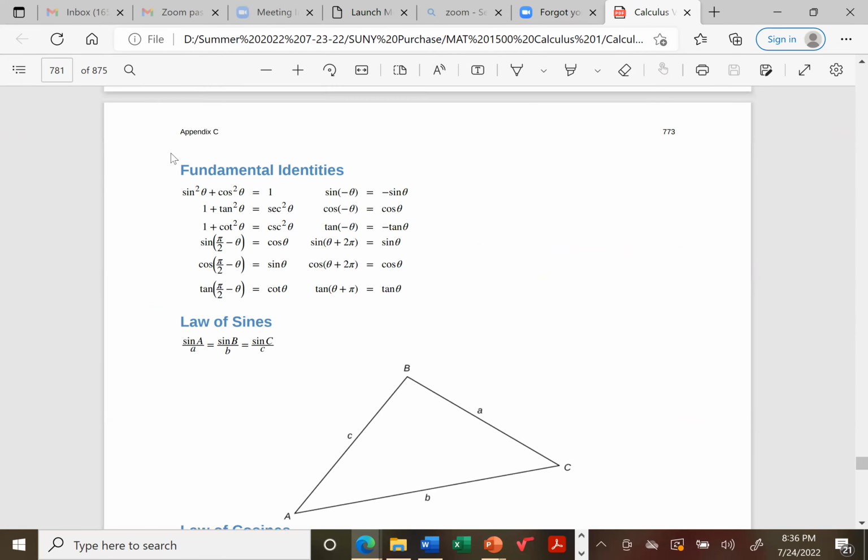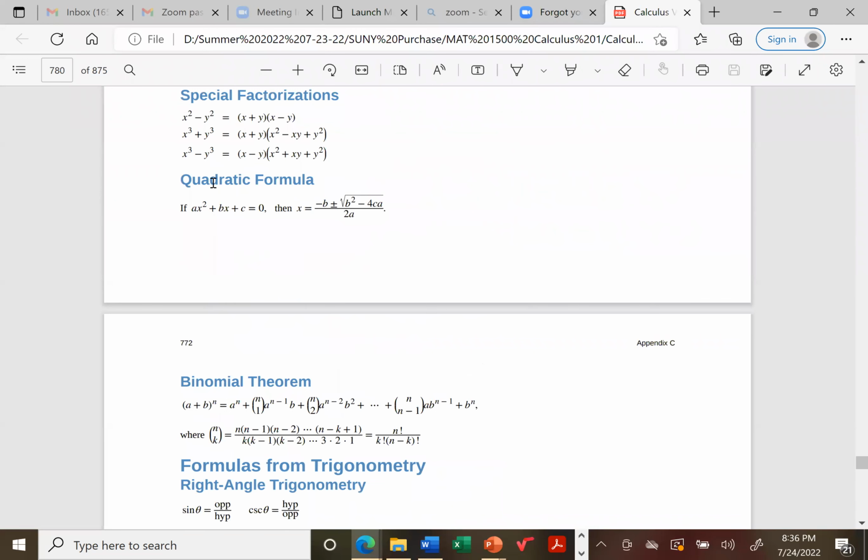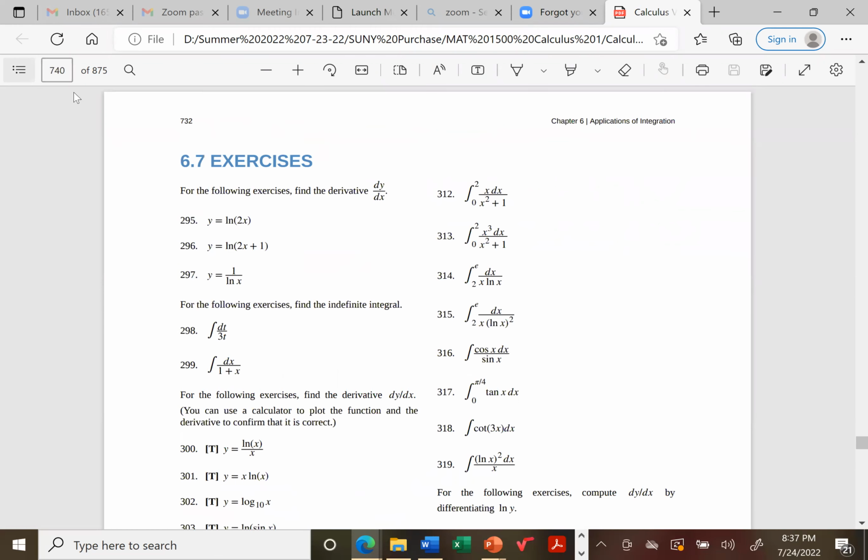Oh, I missed it by 1. Okay, my streak is over. Oh no, you know what it is? That's not what happened. I made a typo. There we go. 732, number 296.